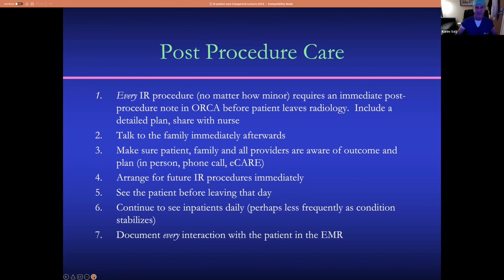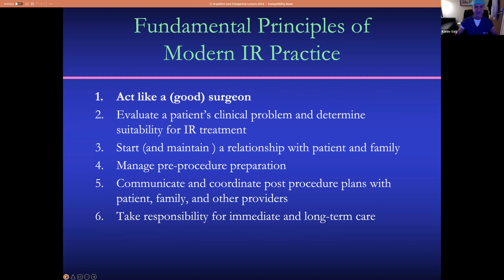And then finally, my little soapbox. Oh, almost. These are the fundamental principles of being a good IR doctor. Act like a good surgeon. Evaluate a patient's clinical problem and determine suitability for IR treatment. That is, act like a doctor deciding, is this treatment right or is there something else? Not a technician: I'll put in that filter, whatever you want.